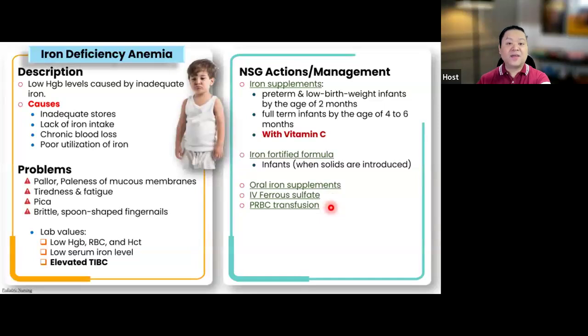We want to make sure that we are monitoring the pediatric patient all throughout the treatment, especially during the transfusion process. We want to make sure that we're looking for any possible reactions.